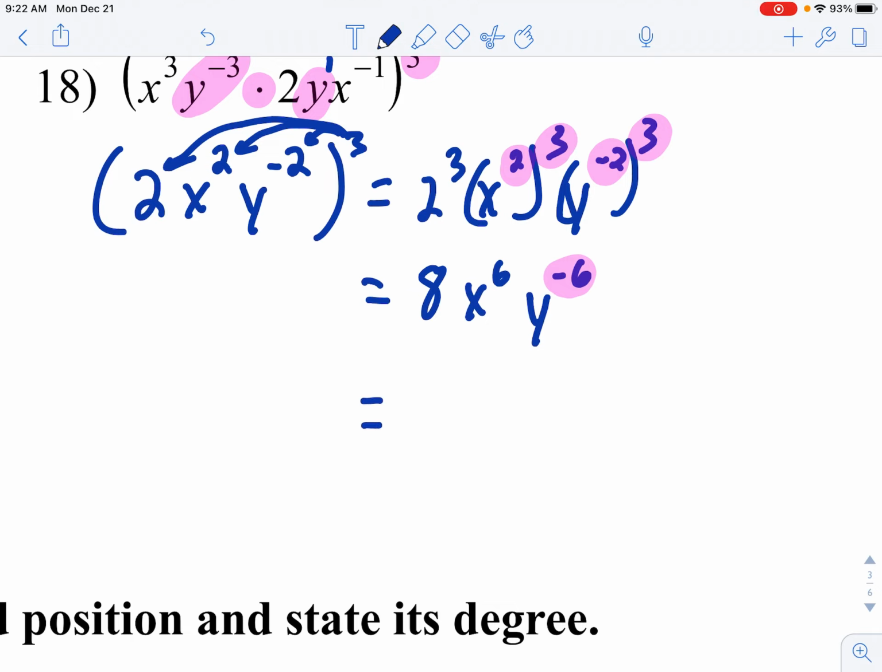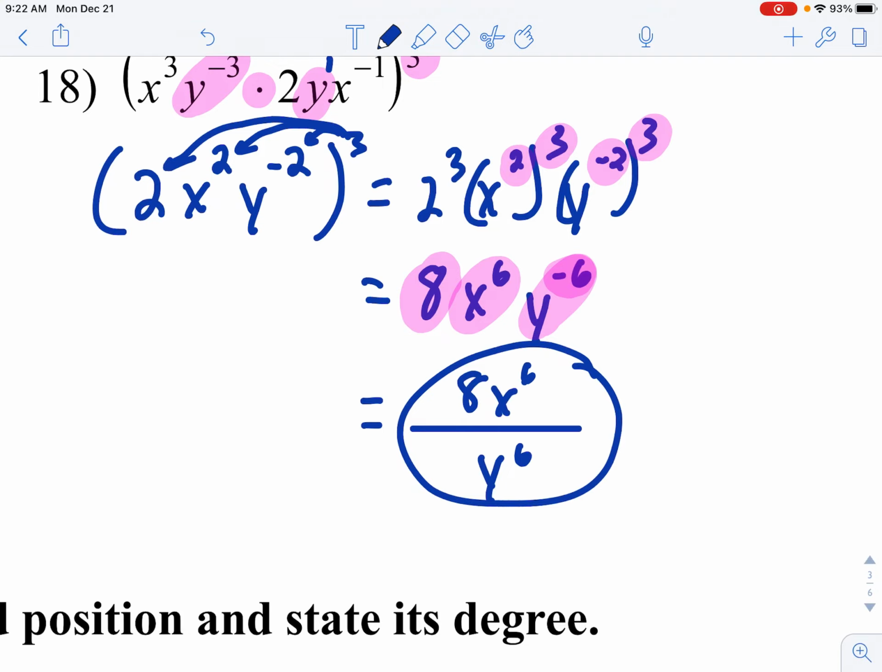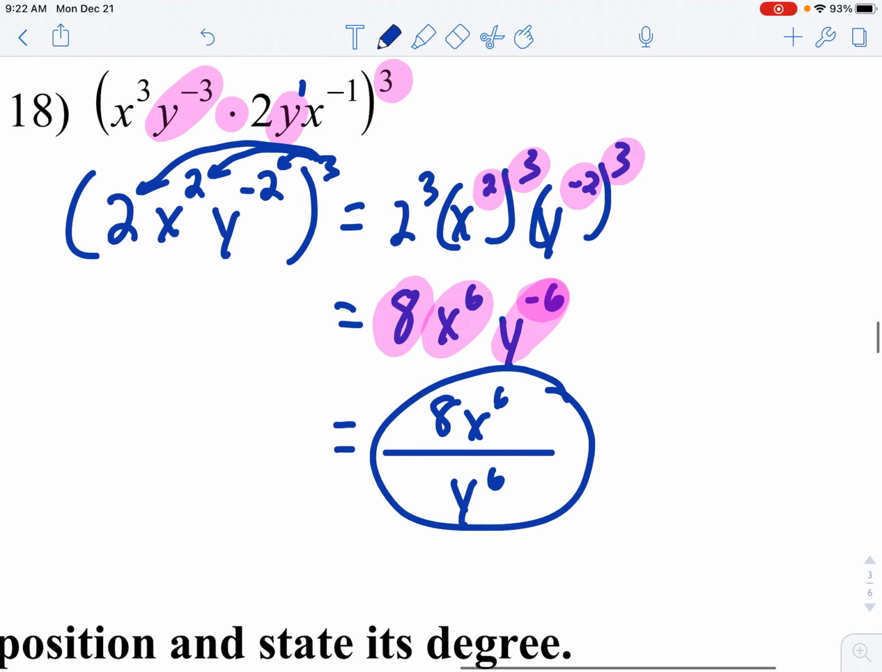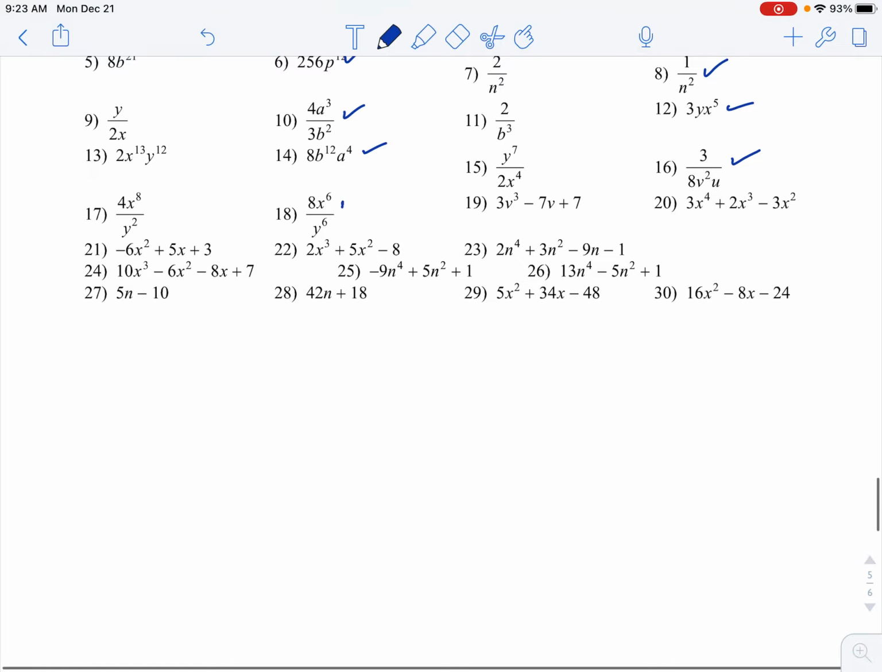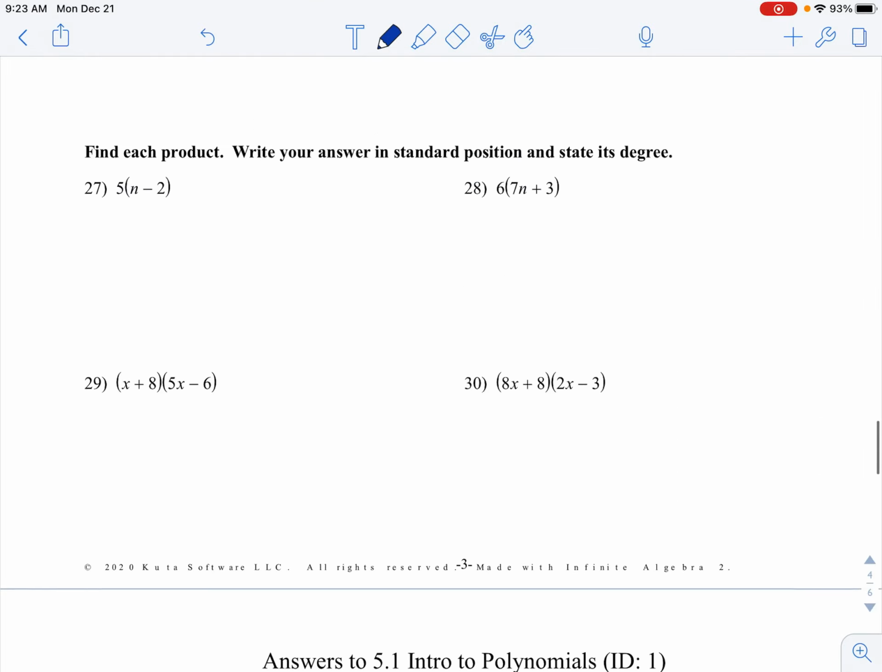And here's basically the best strategy I can give you. Draw a fraction bar. The thing with the negative exponent flips to the bottom. The other numbers, since they don't have negative exponents, stay on top. And that should be the answer to number 18. Let me scroll down and check. There it is. We're looking good.